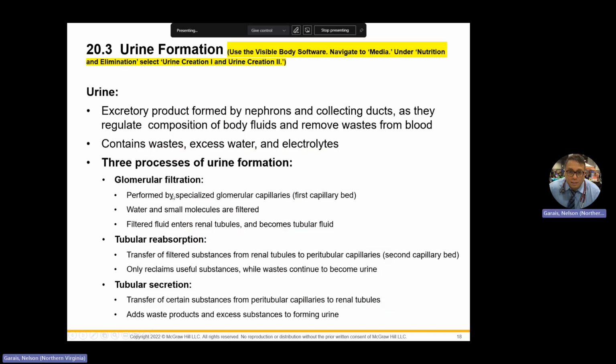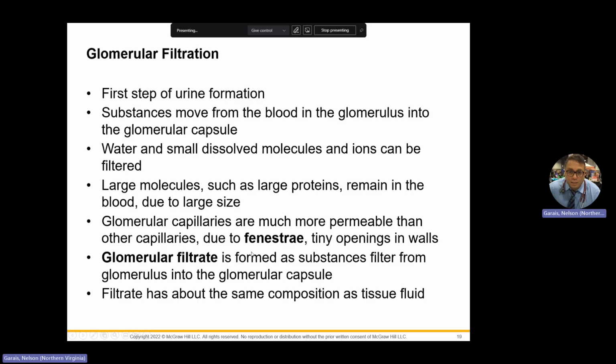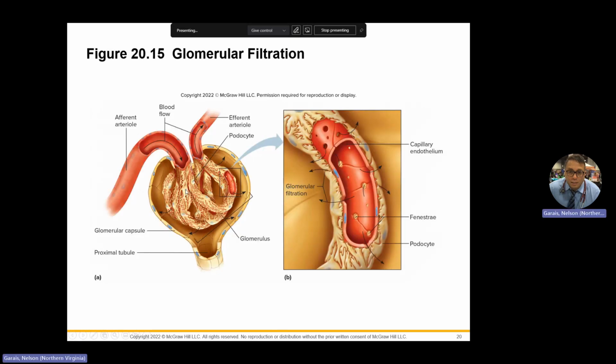So, and this is what we talked about earlier. Filtration, reabsorption, secretion. Filtration happens in the glomerulus. Reabsorption and secretion happens in both the proximal and distal convoluted tubules of your nephron. Fenestrae, those are the tiny openings, or those little filter-like things in the glomerulus. That's these little things, these little slits right here. Okay.